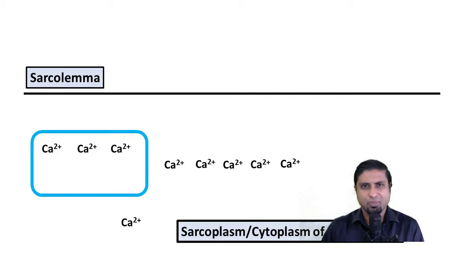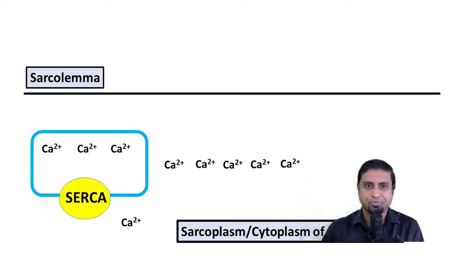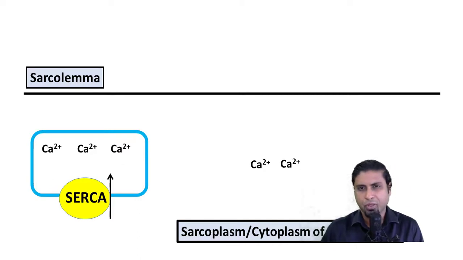It's called the calcium ATPase pump. And since the calcium ATPase pump is seen on the sarcoplasmic reticulum, it is called the sarcoplasmic reticulum calcium ATPase, or SERCA for short. SERCA pumps calcium from the sarcoplasm into the sarcoplasmic reticulum, thus clearing the sarcoplasm of some amount of calcium.